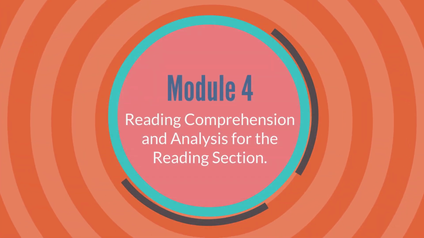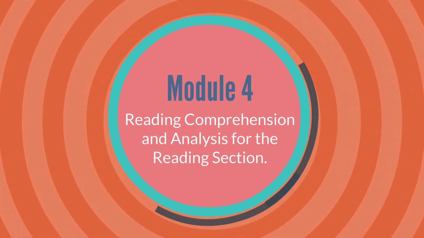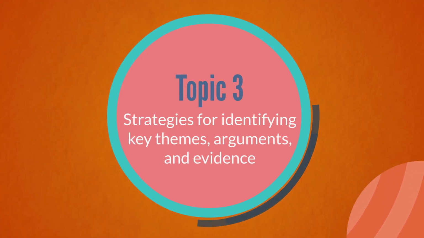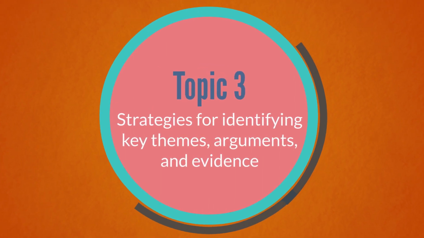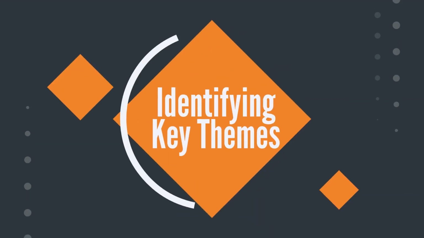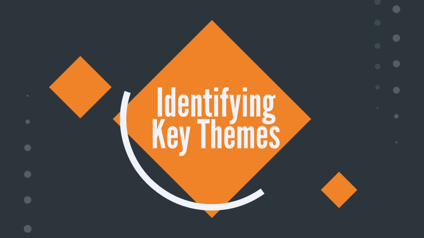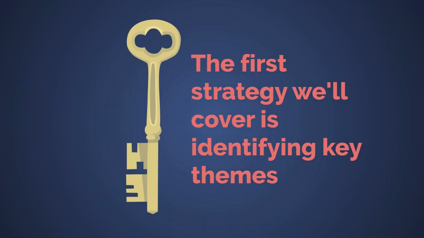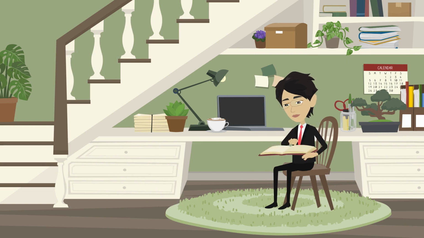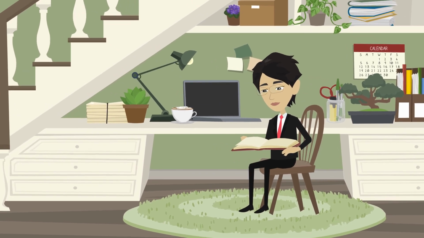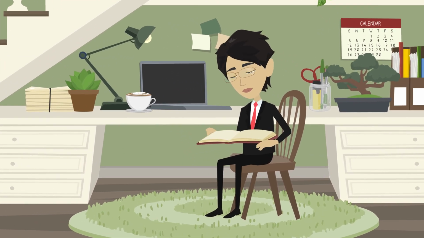Module 4, Reading Comprehension and Analysis for the Reading section. Topic 3, Strategies for Identifying Key Themes, Arguments, and Evidence. Identifying key themes. The first strategy we'll cover is identifying key themes. When reading a passage, it's important to pay attention to recurring ideas or topics that are present throughout the text. These are often referred to as key themes.